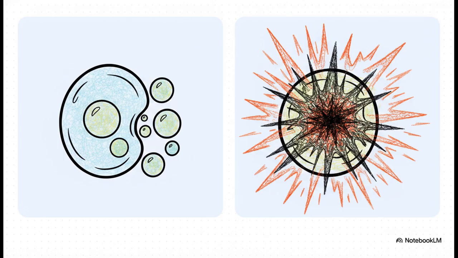But then you have necrosis, unprogrammed cell death, alongside highly inflammatory pathways like NETosis, pyroptosis, and necroptosis. These are messy. The cell bursts open, spilling its contents into the tissue, acting as a massive danger signal that absolutely drives severe inflammatory responses.